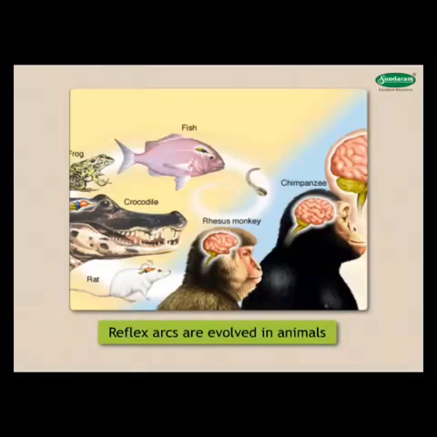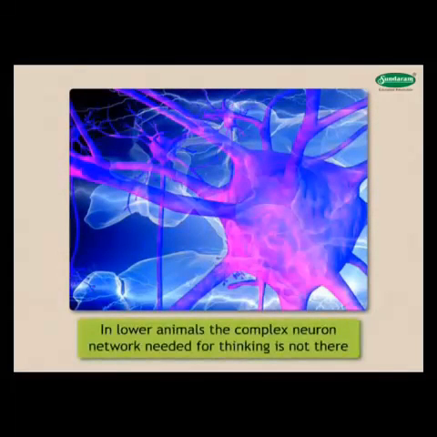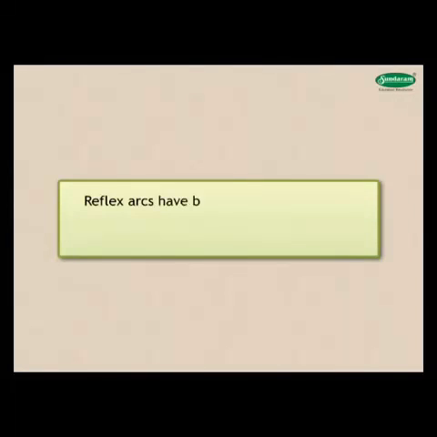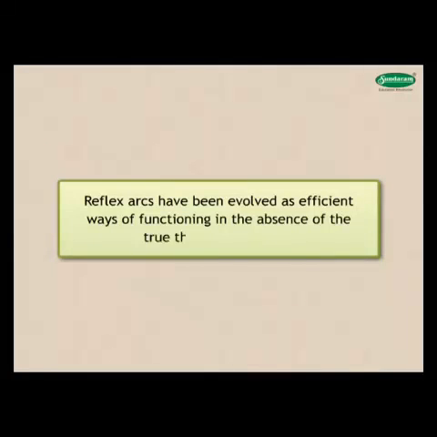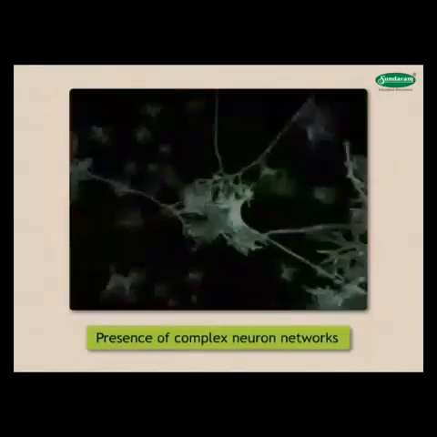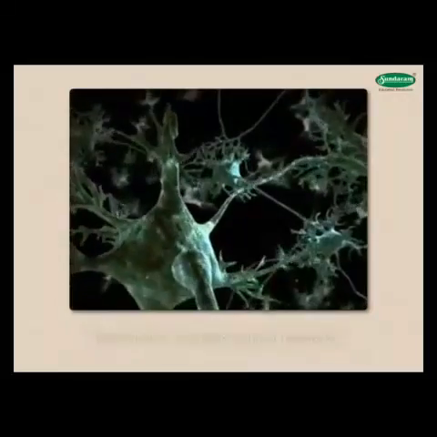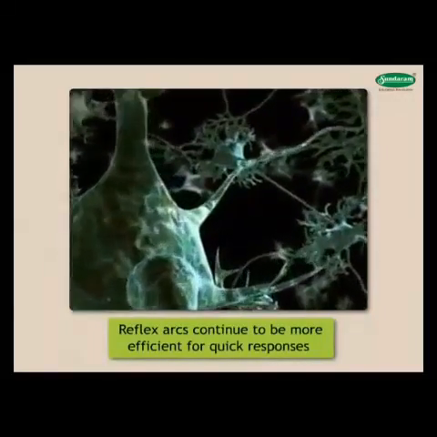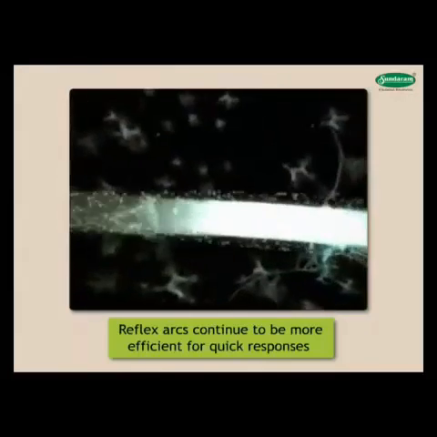Reflex arcs have perhaps evolved in animals because the thinking process of the brain is a bit slow. In many animals, especially lower animals, the complex neuron network needed for thinking is not there or is not well developed. Hence, reflex arcs have evolved as efficient ways of functioning in the absence of true thought processes. However, in spite of the presence of complex neuron networks, reflex arcs continue to be more efficient for quick responses.